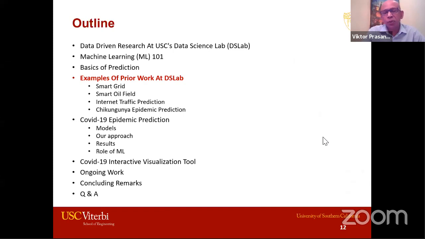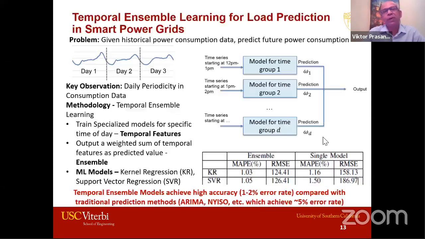Now, let me quickly go through some examples of the work we have done before I get into the techniques that we have developed in the context of COVID-19. This is an example problem in the context of a smart power grid. A classic problem here is that you have these inputs and you want to be able to predict based on the data you're getting from, for example, the metering infrastructure.